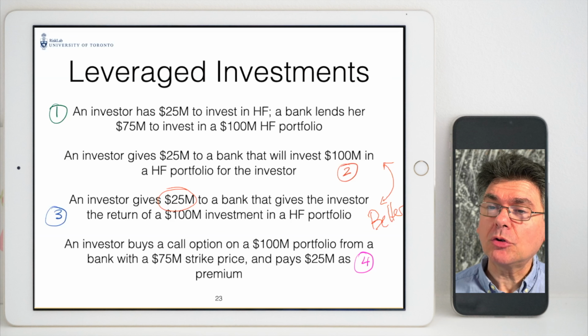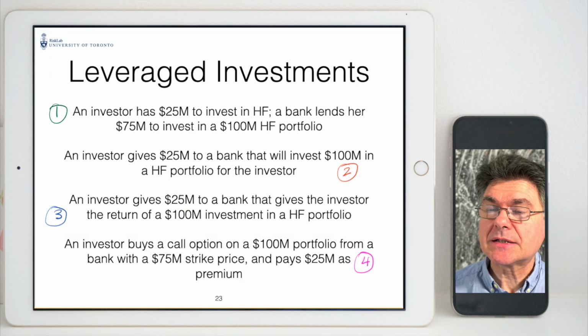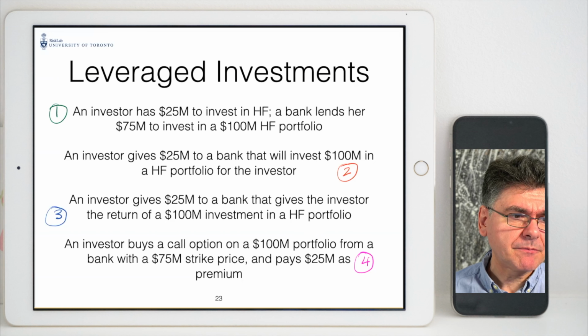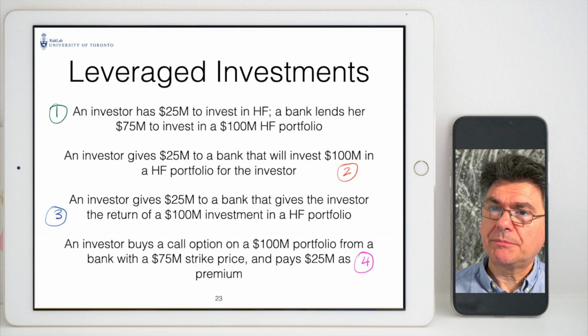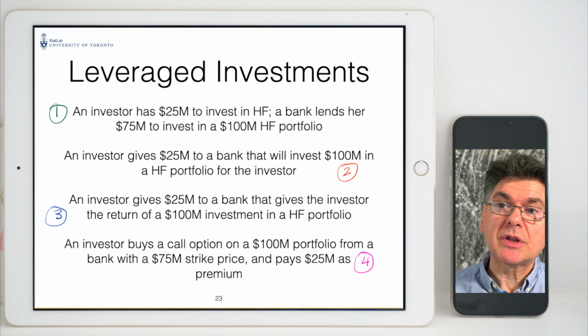Okay, but let me go to the fourth one. The fourth one is really interesting. The fourth one is you want to invest 100 million. You only have 25,000. Okay, so what you do is you go to the bank and say, give me an investment on 100 million. And I'll pay you 25,000. And the bank will say, yes, I will do that with some provisions.